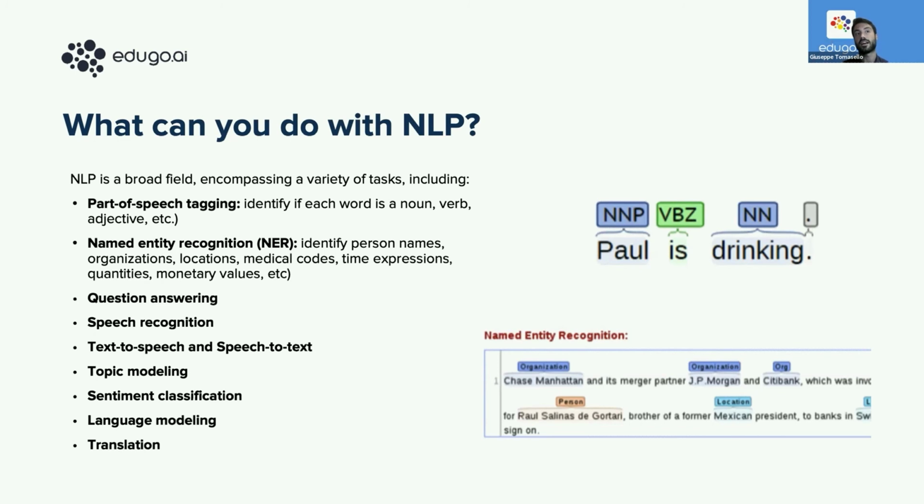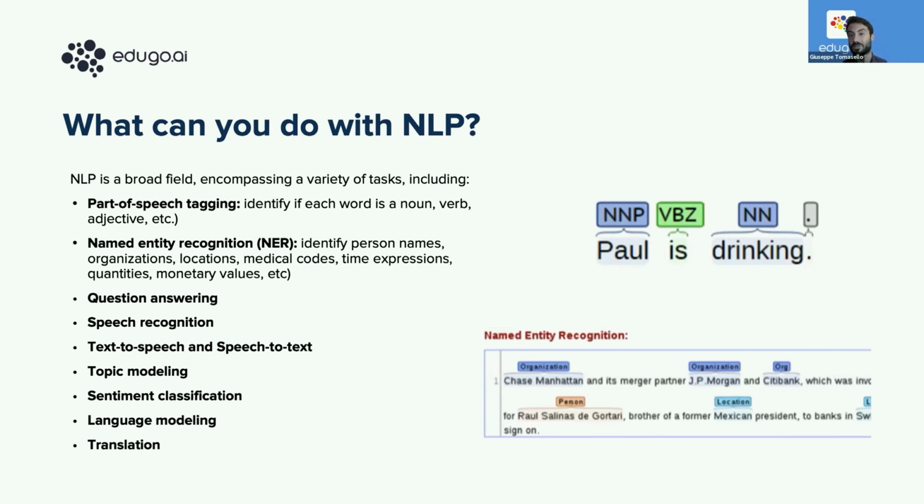It can also do named entity recognition. For example, it can analyze if there is a person name, an organization, or a location. It can also do question answering. So you can give a piece of text and some questions, and the system will be able to answer the questions. It can do speech recognition.